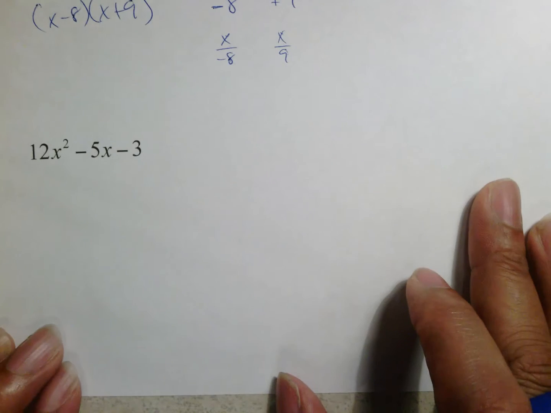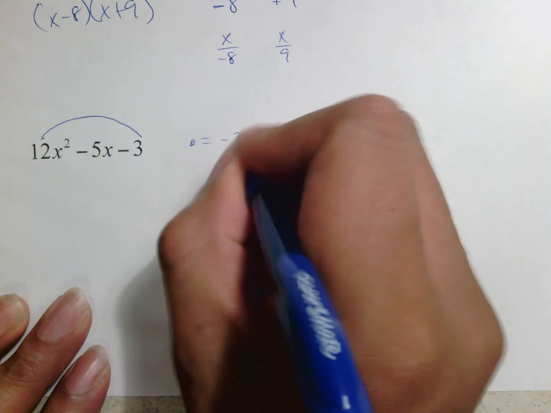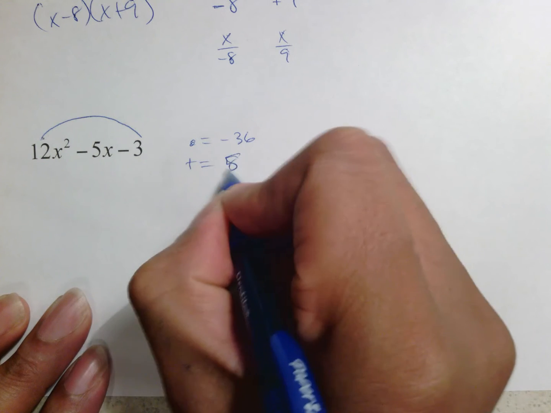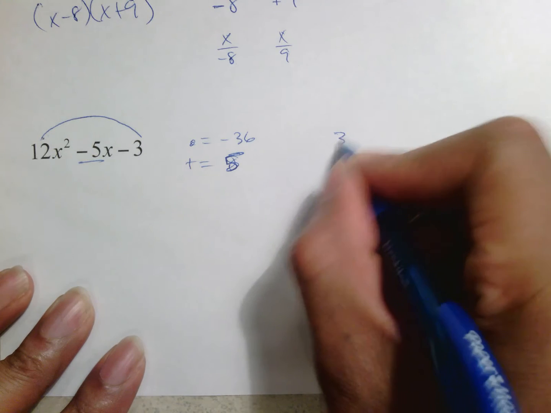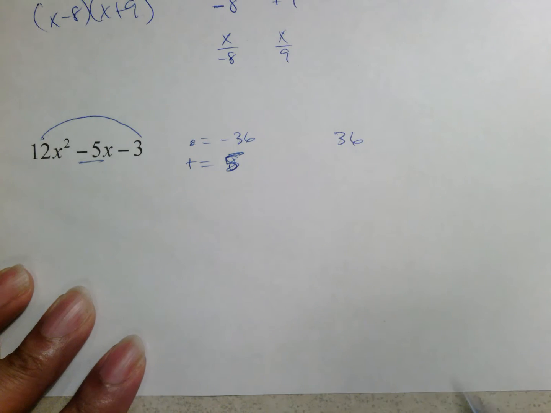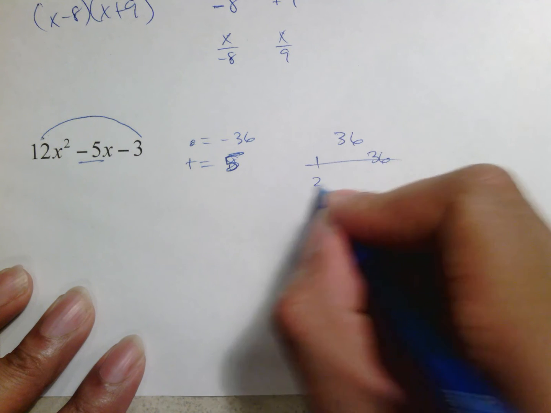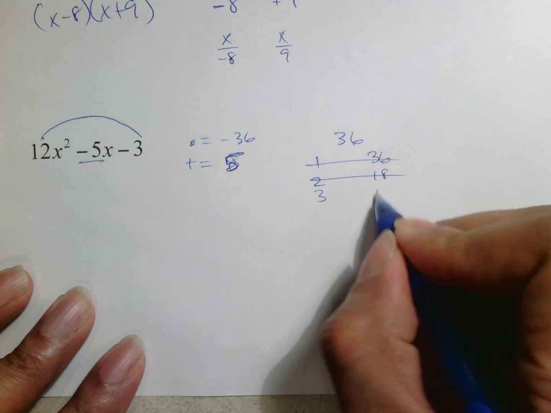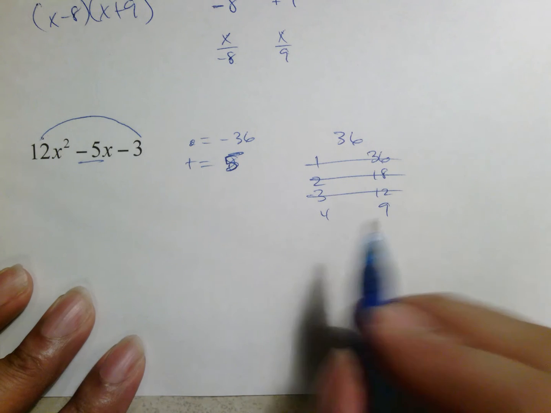Then the last question we're going to talk about before I let you loose is this one. Again, translation wise, it multiplies to be negative 36 because of 12 times negative 3, and adds to make negative 5 because that is what's right there. I can't think of the number, so I'm just going to make the tree for 36. Now you could also check the numbers as you go. 1 and 36 do not make 5. 2 and 18 do not make 5. 3 and 12 do not make 5. 4 and 9 actually do make 5.